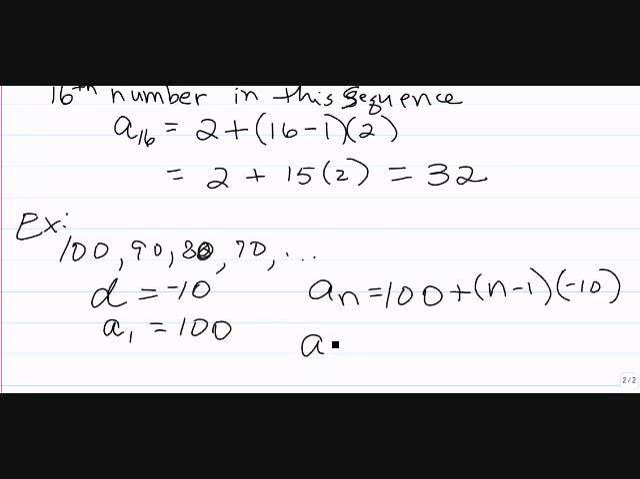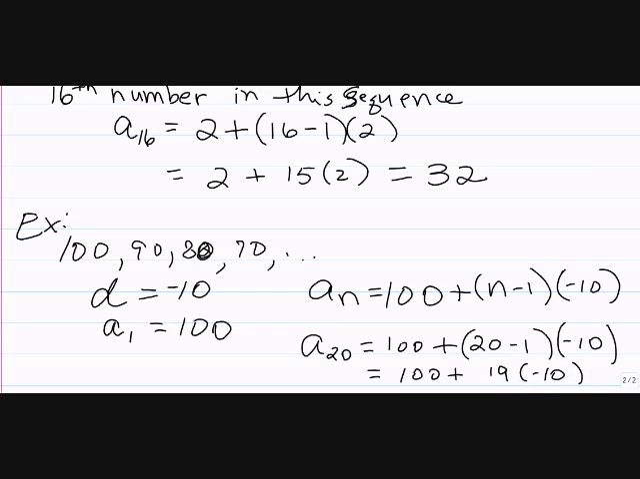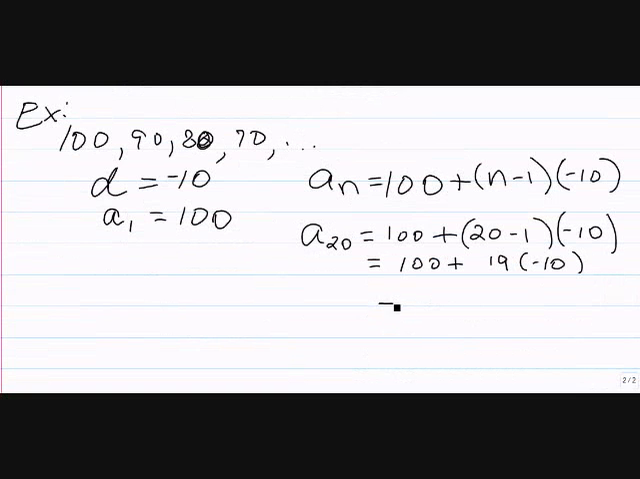Alright, so if I want to know what the 20th number in this sequence is, that would be 100 plus 20 minus 1 times negative 10. The 20th number in this sequence is 100 plus 19 times negative 10, better known as 100 minus 190. Looks like negative 90 is the 20th number in this sequence.